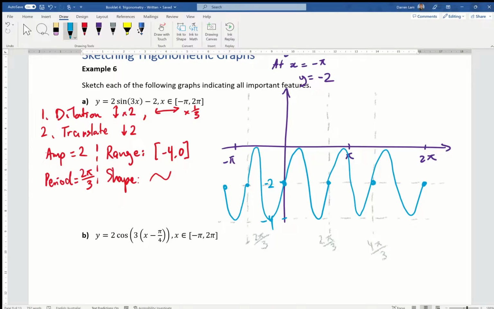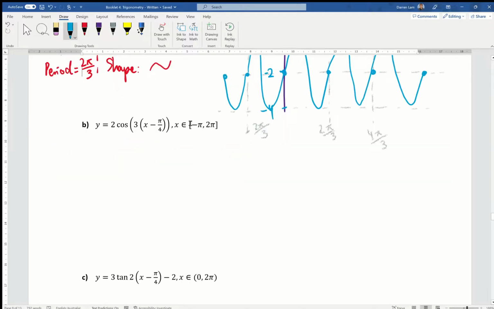Great. Okay. I'm going to move through the next one a little bit quicker because I want to focus on question C because we didn't really do tan as much last year. So same idea. I'm going to find out the same information as before. I'm going to find my transformations.